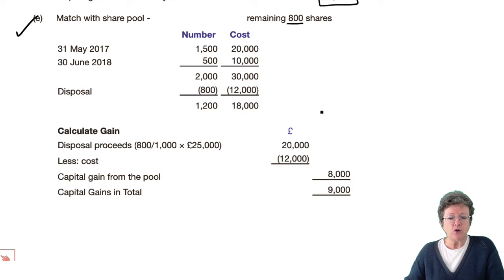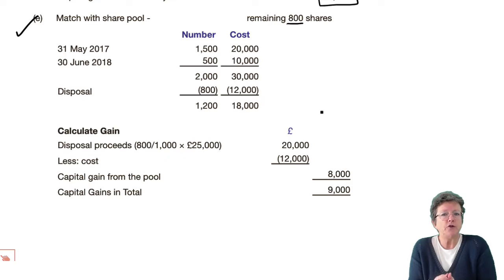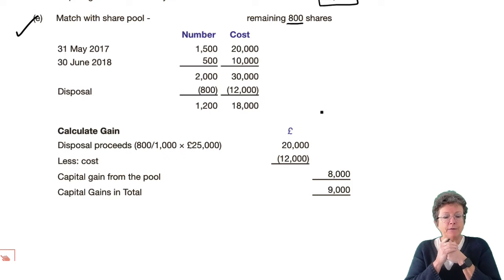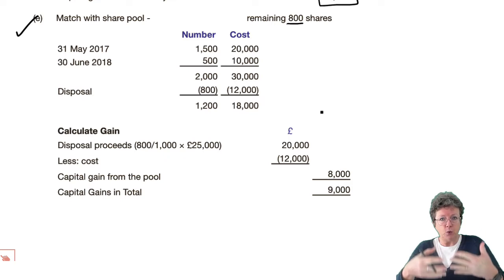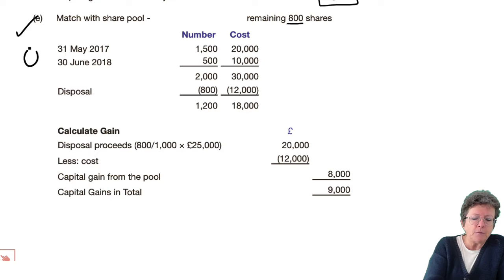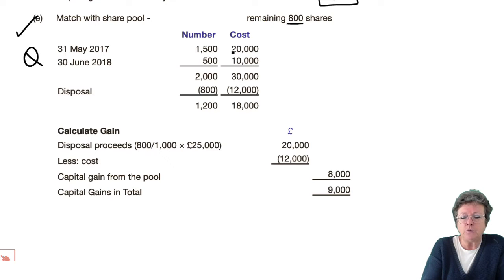Now we've got 800 shares that are in the pool. If you remember, I told you that the pool is the collection of all the other shares that were not either bought on the same day or we've dealt with the 30 days. And they're always put in the pool in the order in which they were bought. So this has been copied from the question. 31st of May, she bought 1,500 shares, which cost her £2,000. Copy from the question. 30th of June 2018, she bought 500 shares, which cost her £10,000. Subtotal.